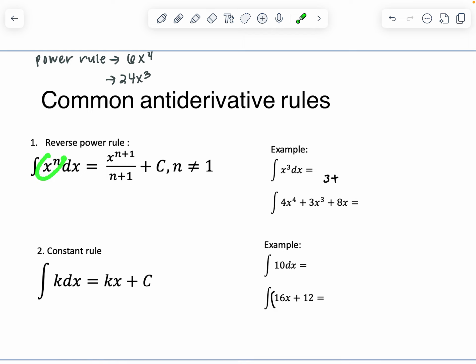And so the reverse power rule basically has you going the opposite way. You take your exponent, you add 1, and then you divide by that exponent, and then you add the plus c. And the only thing that you need to know is that this doesn't work when n equals negative 1, because if you add 1 you get to 0, and that messes things up. So the reverse power rule, the two steps are add 1 to the exponent, and then divide by that exponent plus 1.